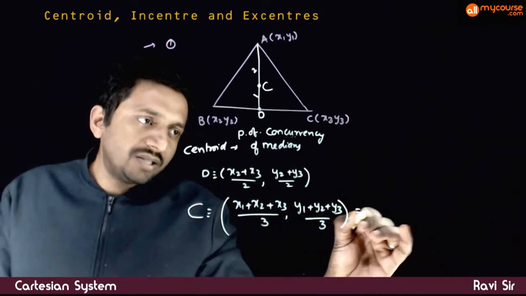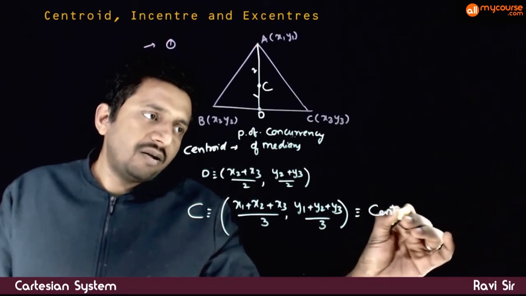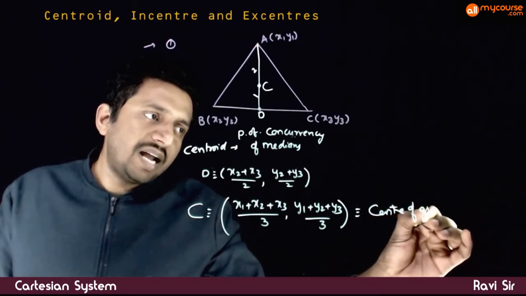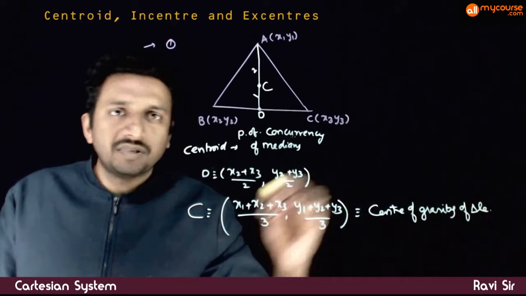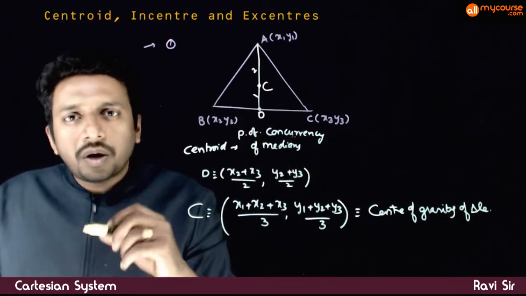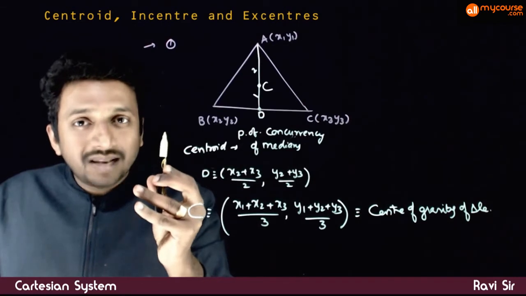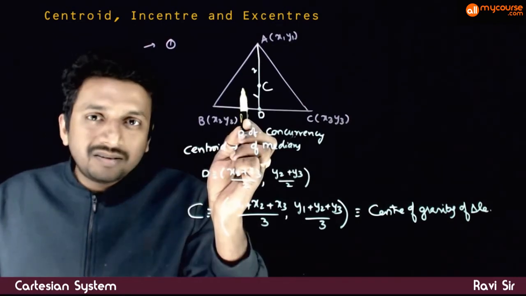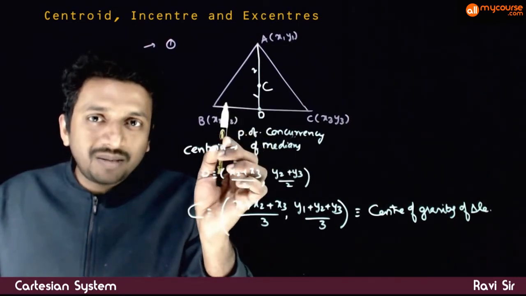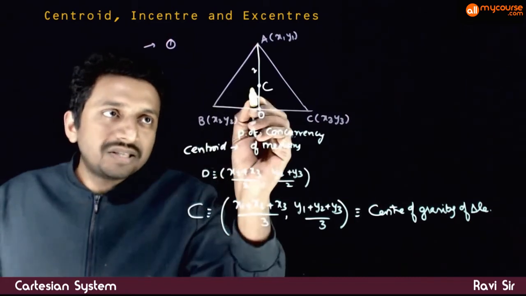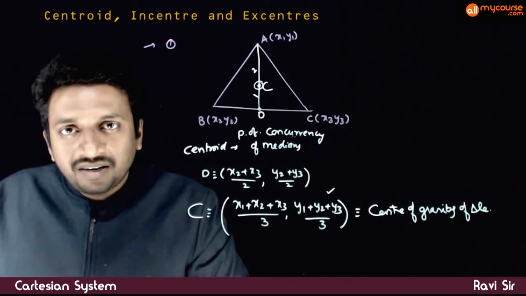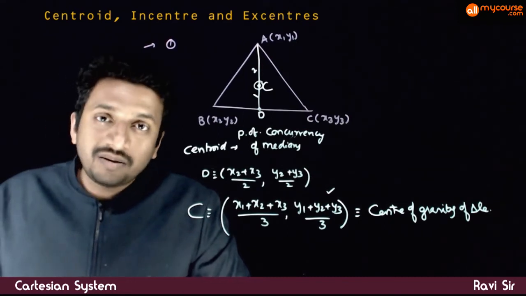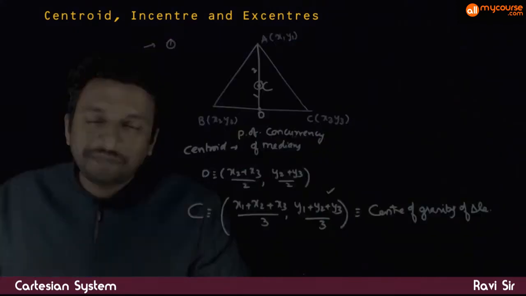And centroid is also the center of gravity of a triangle. So if you have a triangular plate, what is the point on which you can balance the triangle? So the point of balance is nothing but the center of gravity, which can be obtained from the formula x1 plus x2 plus x3 by 3, y1 plus y2 plus y3 by 3.